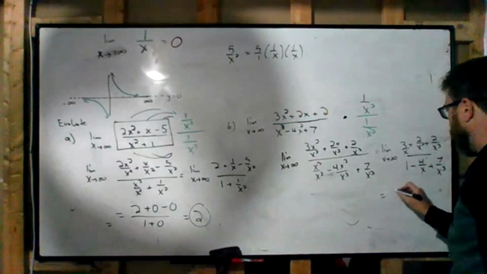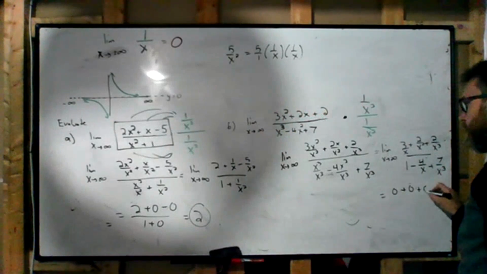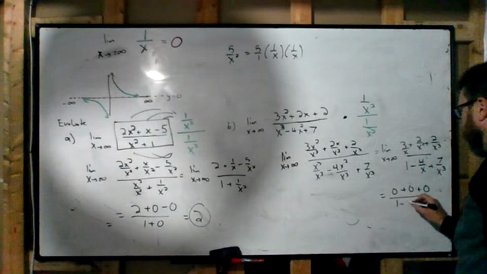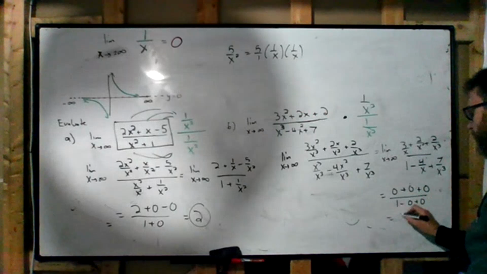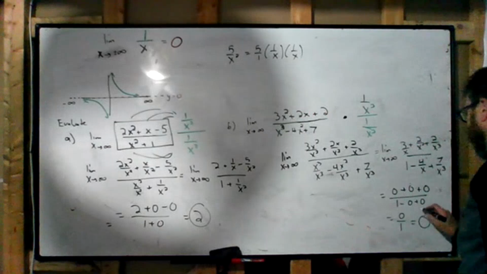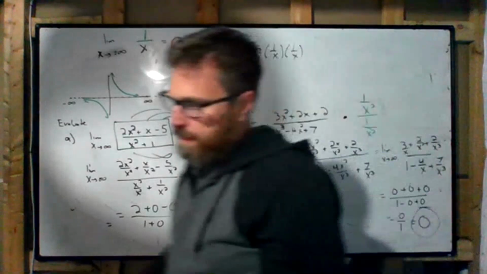So this is going to be equal to 0 plus 0 plus 0 all over 1 minus 0 plus 0. So I have 0 over 1, and 0 in the numerator gives you 0. So that's the answer to that one: 0.